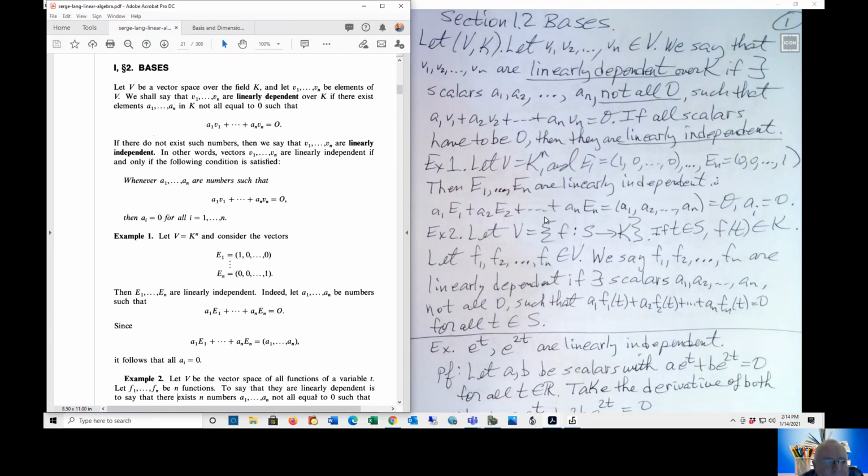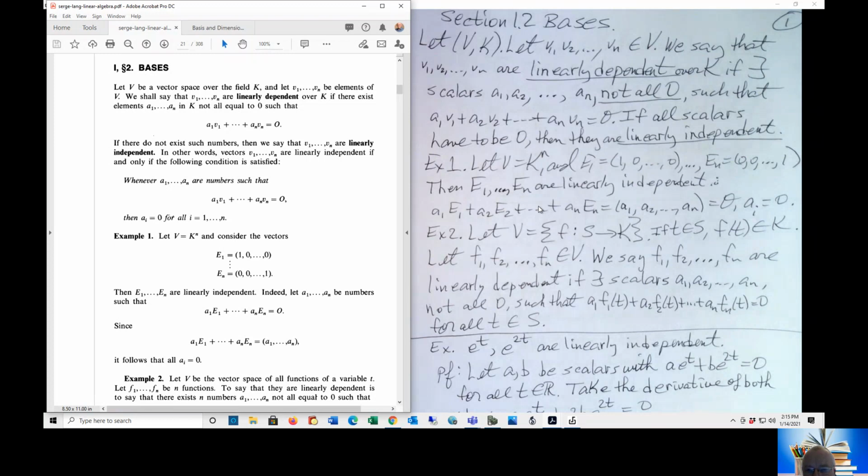Before we define a basis, though, we first need to define what we mean by a set of vectors being either linearly dependent or linearly independent. So here we go, section 1.2. Let V be a vector space over the scalar field K. Let v1 through vn be a set of n vectors in V.